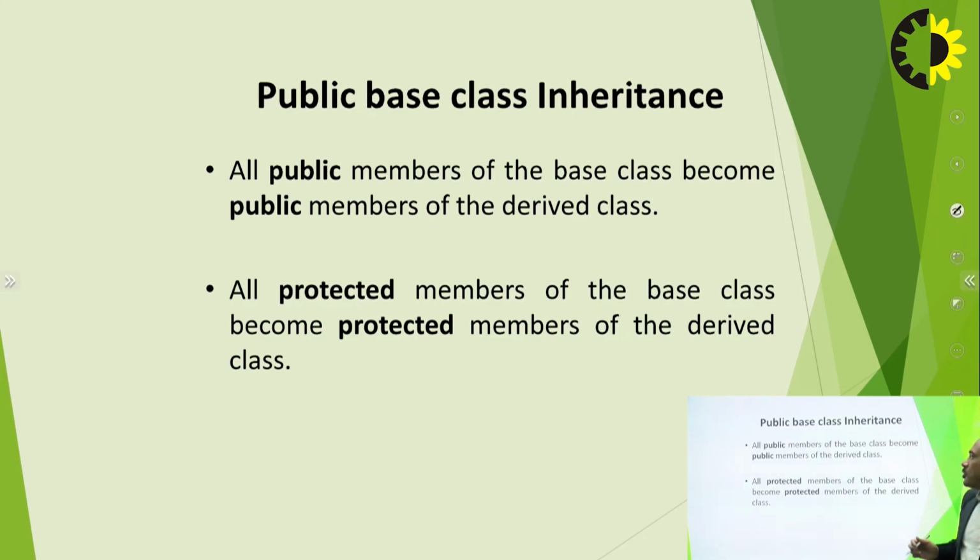Next point is that all protected members of the base class become protected members of the derived class. So why are they protected members? Because they are inheriting the property of the base class. That's why they are protected. In a simple way, you can say if there is a base class and it has two different derived classes, the derived classes have the property of the base class. That's why it is protected, because it inherits the property of the base class.